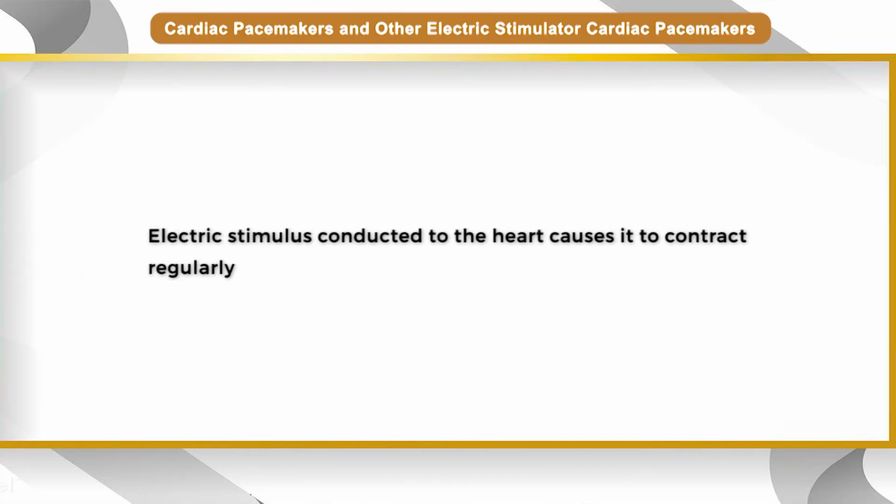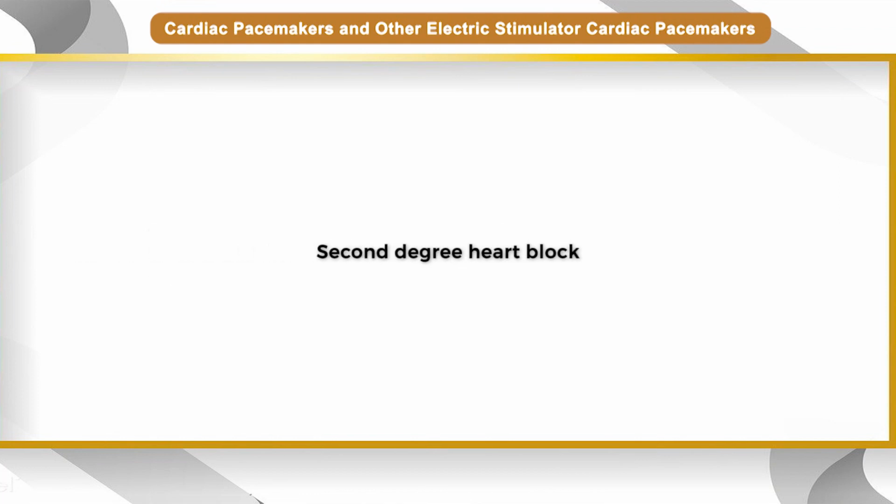Electric stimulator to treat heart block. Electric stimulators conduct to the heart and cause it to contract regularly. First degree heart block, second degree heart block, third degree heart block. Asynchronous pacemaker, free running at a uniform fixed rate of 70 to 90 beats per minute, not used anymore.